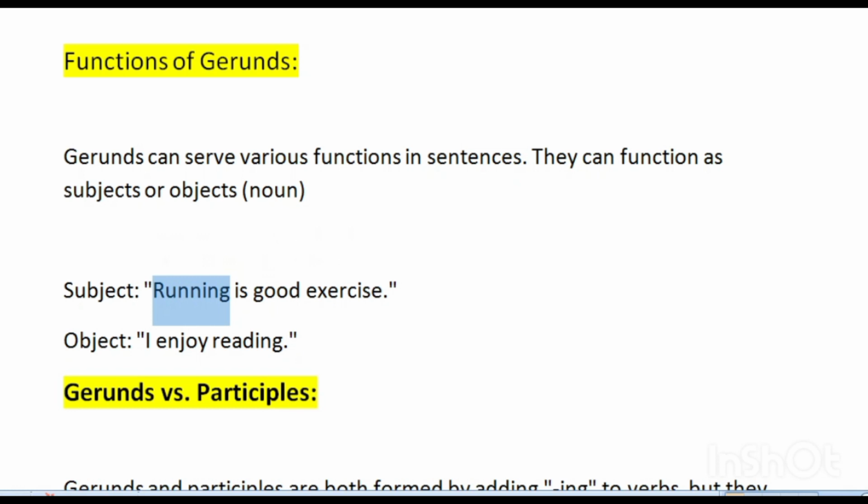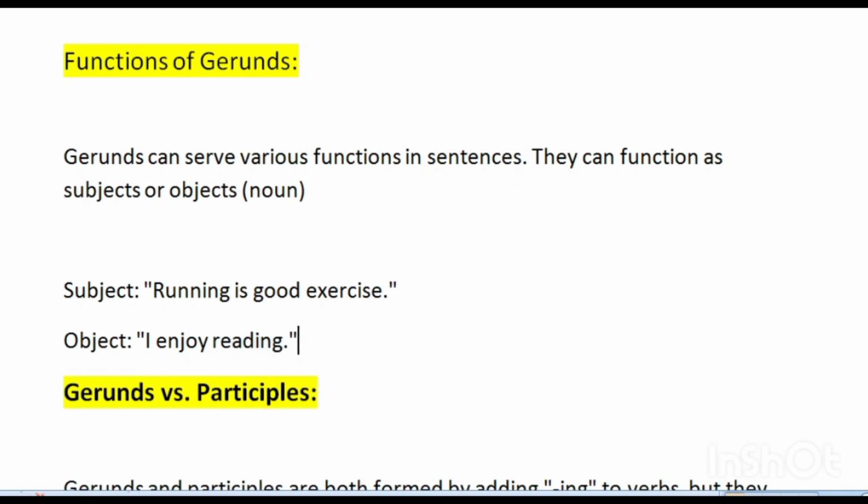Another example, used as object. We said that it can be used as an object. Now, I is subject, enjoy is our verb, and reading is the object of the sentence. Here, the object of the sentence, reading, is used as a noun, or we can say as an object, and this is our gerund. I hope that you have understood this now.